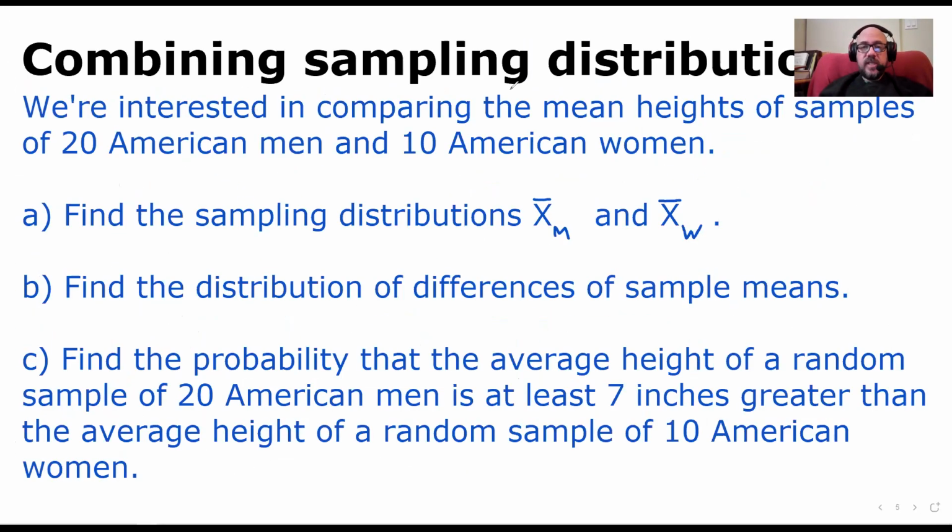You can also do that with sampling distributions, which is what we're actually going to be doing, because central limit theorem tells us that those sampling distributions are normal distributions. So you just treat them like any normal distributions when you want to combine them.